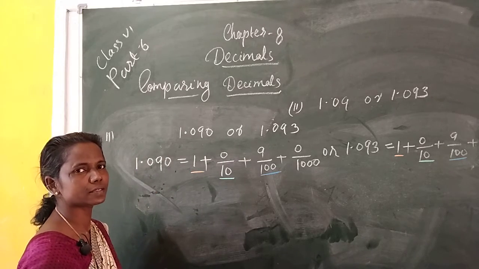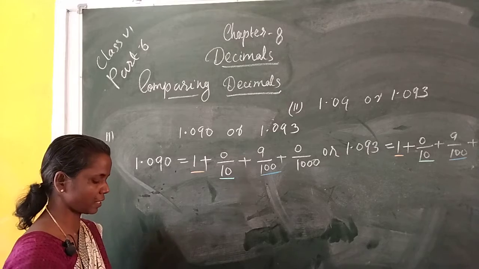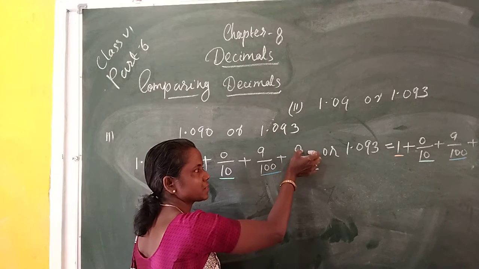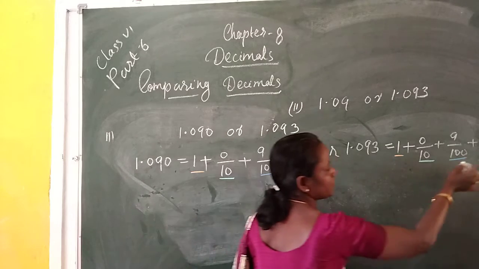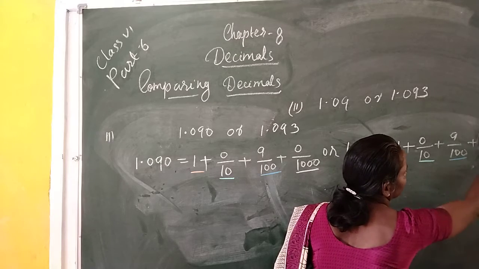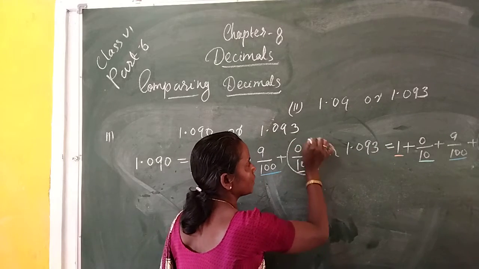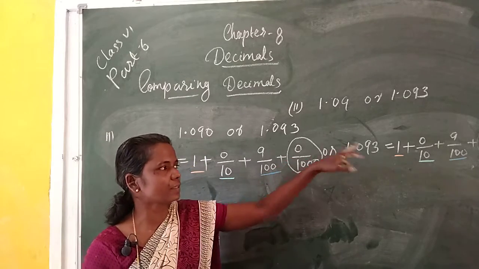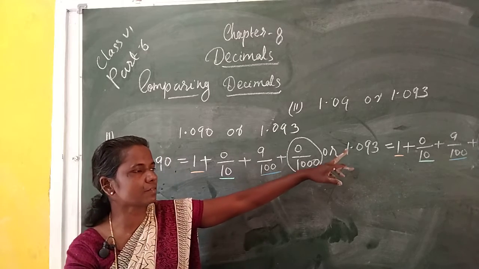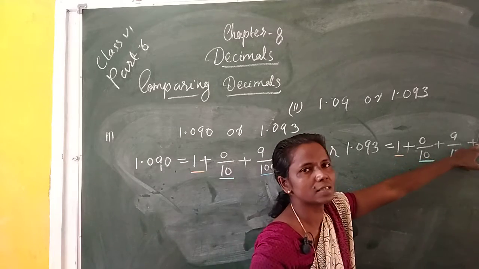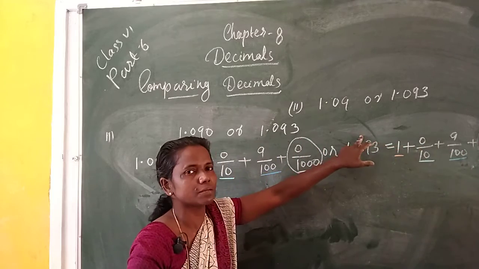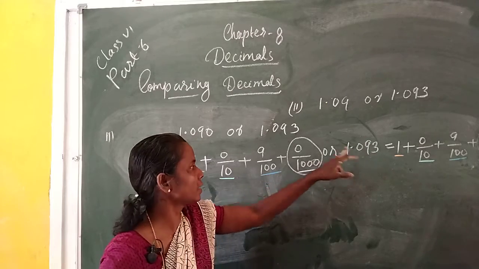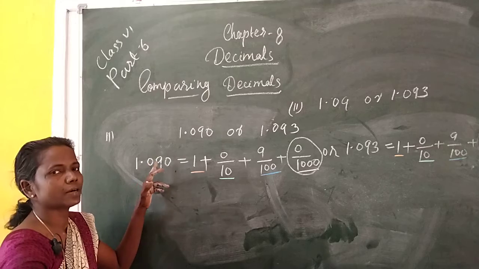Then next we look its 1000th place. Which number is 1000th place? First number 1000th place 0 and second number 1000th place 3. Here 0 and 3. Then we compare. 0 and 3, which number is big? 3 is big. So which decimal is bigger? This is second. 1 decimal 093 is bigger than 1 decimal 090.